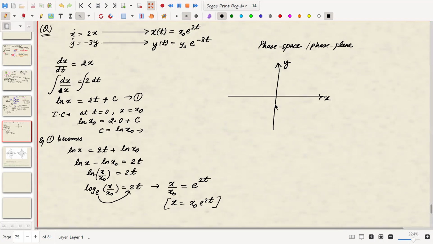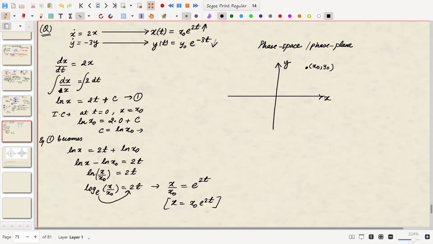Okay, so how will it look? Suppose you started from here. This is your x naught, y naught. Can you tell me how this point will evolve with time? As time increases, how does this point evolve? You can easily see that as time t tends to infinity, this guy will exponentially increase, e to the power 2t. At the same time, since it's minus 3t, this guy will exponentially decrease. So x is increasing continuously and exponentially, and y is decreasing.